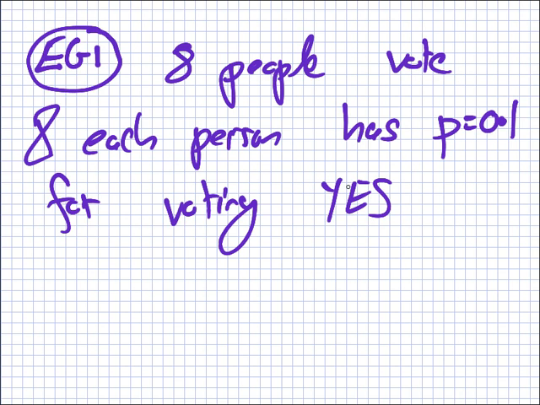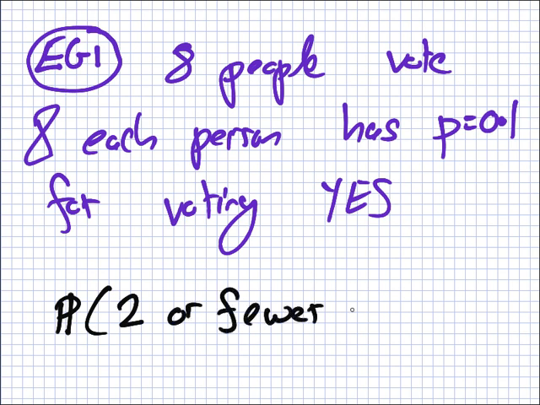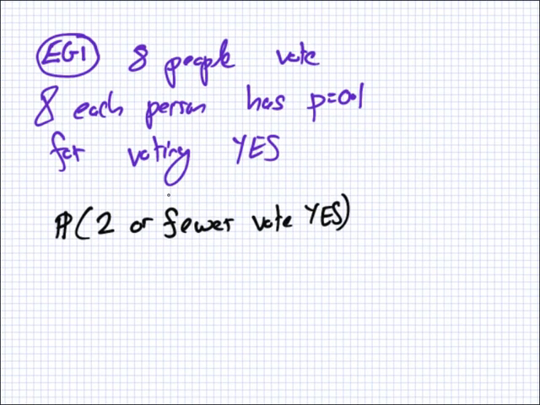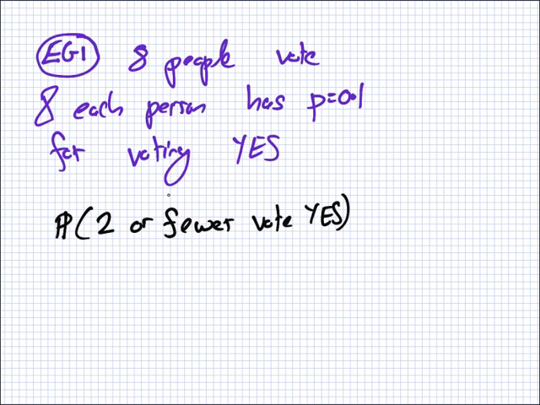Yes? Okay. So, let's have a look at this example. 8 people vote, and each person has a probability of 0.1 for voting yes. So if you pick a person at random, how likely is it that they'll vote yes? 0.1. Okay. And my question is, what is the probability that 2 or fewer vote yes? Now this is really nice because this is exactly what the formula book is designed for. These or fewer problems.